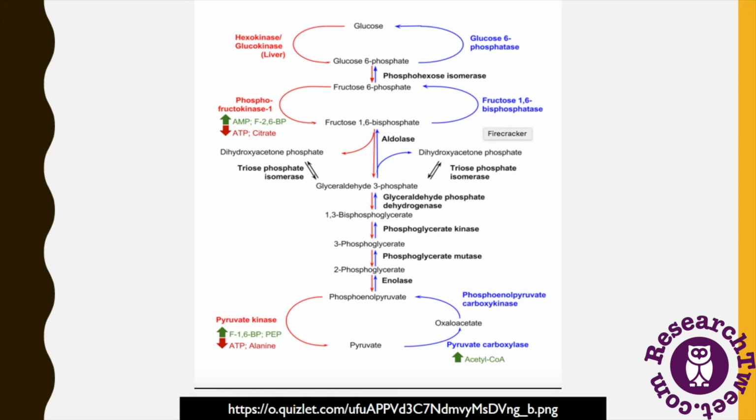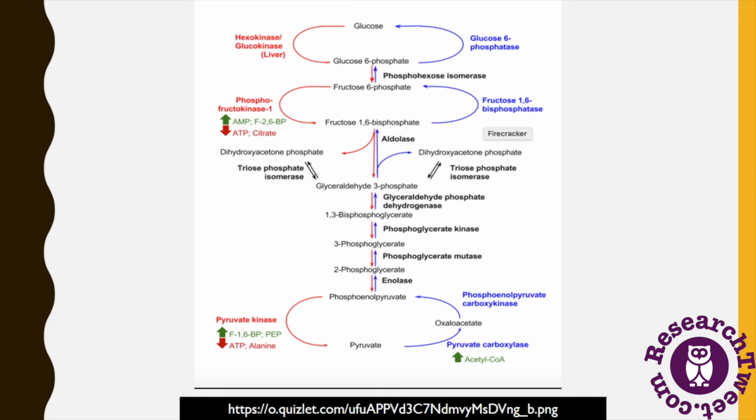The third step, or the step which is catalyzed by phosphofructokinase 1, plays a major role in the regulation of the glycolytic pathway. This enzyme is activated with the help of adenosine monophosphate and the molecule fructose 2,6 bisphosphate. But ATP or citrate act as an inhibitor for phosphofructokinase 1. This step of the glycolytic pathway is also an exergonic step and the first committed step of this pathway.